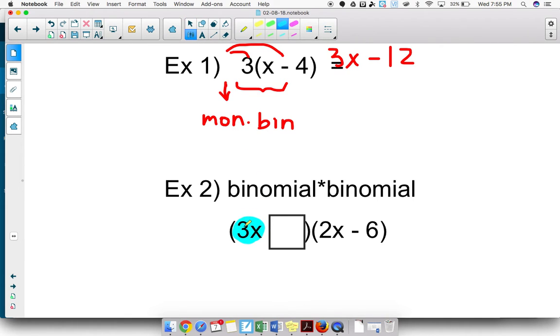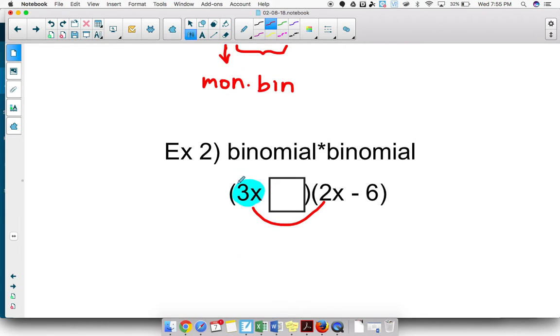We're going to take this 3x and multiply it to each of the numbers in the second parenthesis. So I'm just going to draw an arrow as we do that. 3x times 2x. Let's do the numbers first. 3 times 2 gives me 6. x times x is not x, it's x squared. Then we're going to take this 3x and distribute it just like we did up above to the second number. So 3x times negative 6, make sure you include that sign, would be a negative 18x.